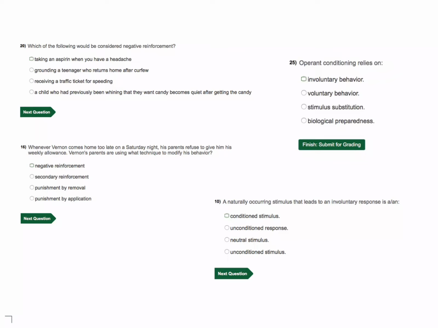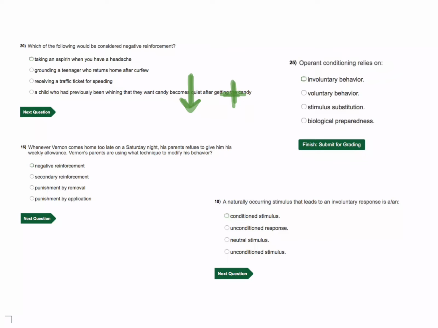All right, question 20 up here says, which of the following would be considered negative reinforcement? We'll start from the bottom up on these answers. It says a child who has been previously whining that they want candy becomes quiet after getting the candy. In this question, they are reducing how often they whine. That behavior is decreasing because you are adding something to the situation.